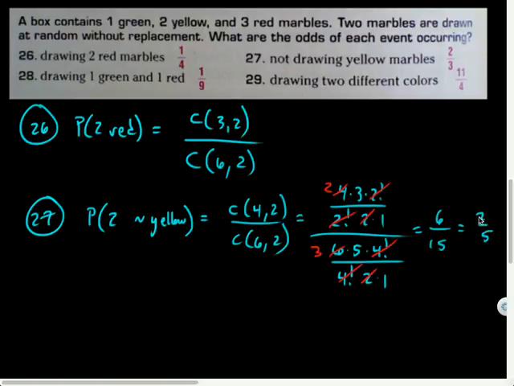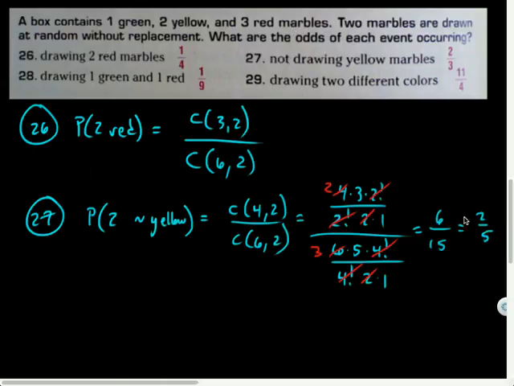Oh, wait, oh. And that's not the right answer. Let's see. Uh-oh. Wait a minute. Yeah, I divided by 3, right? Yeah. Well, let's see. Not drawing yellow marbles. They're still drawing 2 at random. Oh, guys. They're not asking probability. They're asking odds.